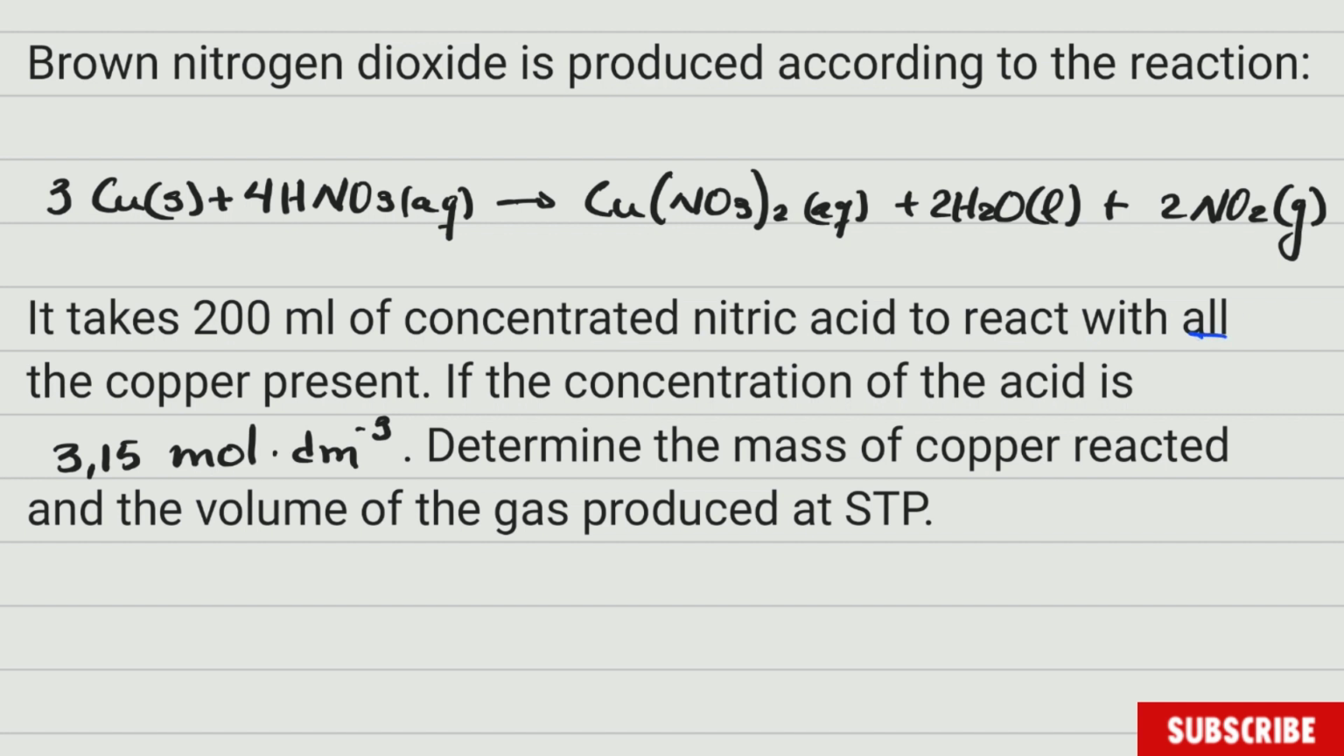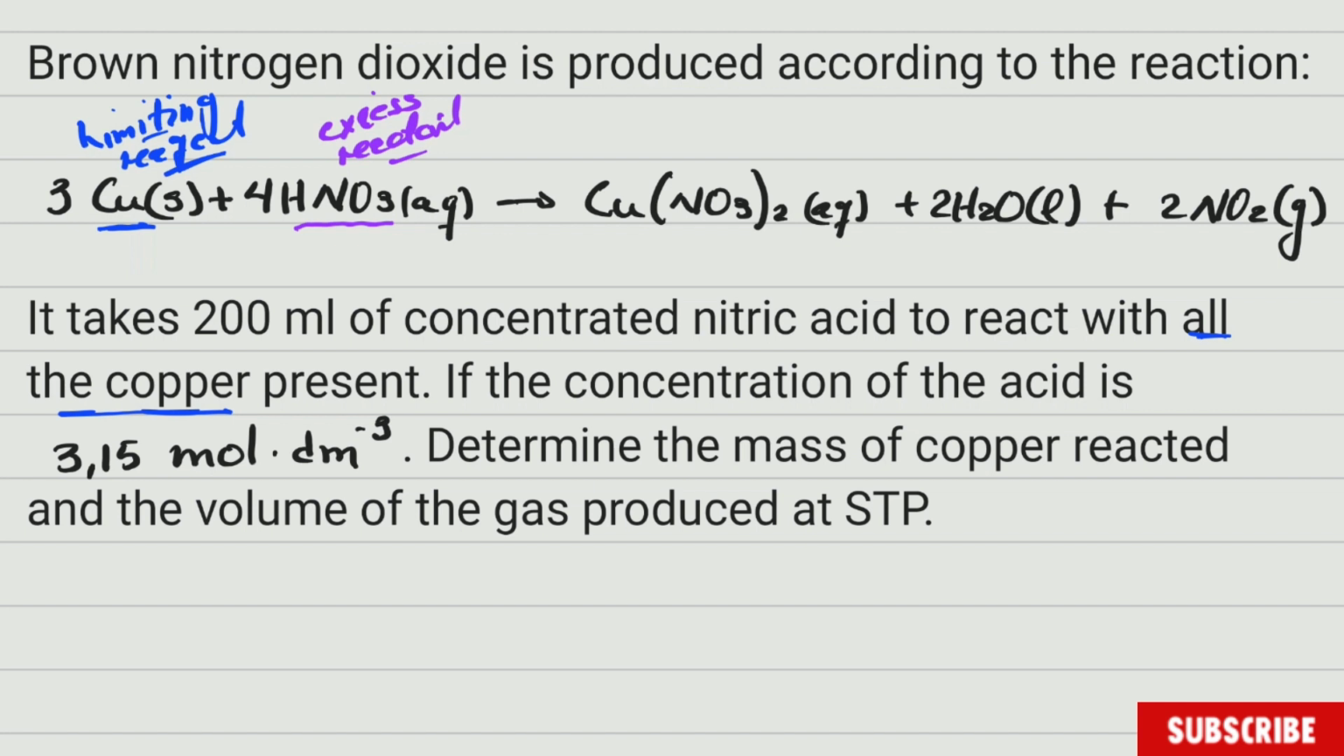Now all the copper is being used, so it means guys that the copper is going to be the limiting reagent. So all the copper was used at the end of the reaction, and only 200 milliliters of nitric acid was used. Therefore the nitric acid is the excess reactant or reagent. It doesn't really matter the word you use there. So this one is the very important starting point here.